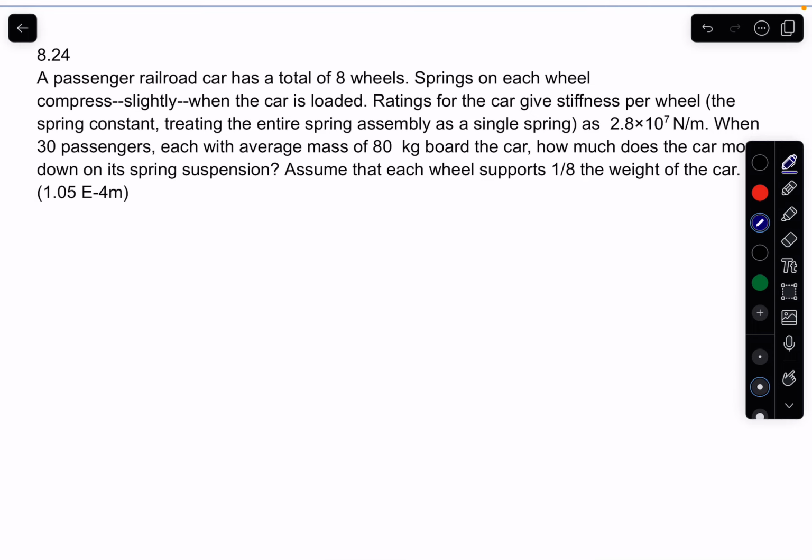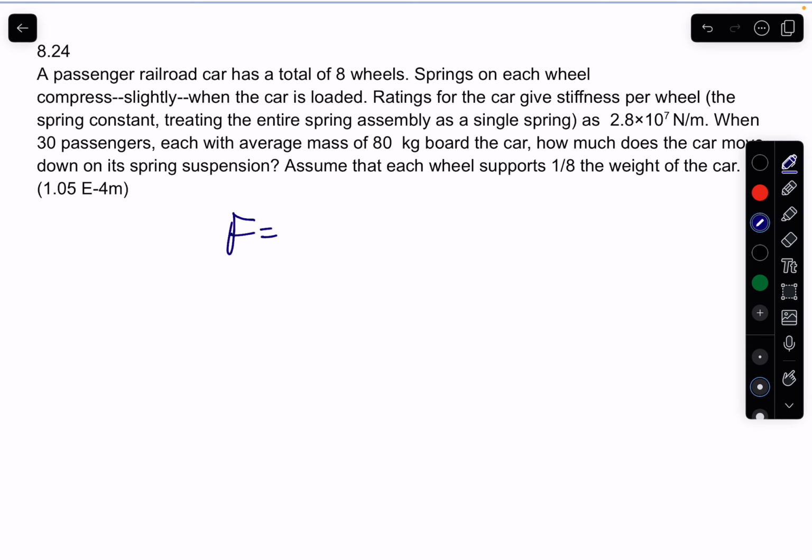Problem looks hard, but guys, it's not. We just happen to have a bunch of wheels and a bunch of people, and you're still going to use the equation F equals k delta x. And you've got 80 kilogram people, but there are 30 of them, so you have a big mass.